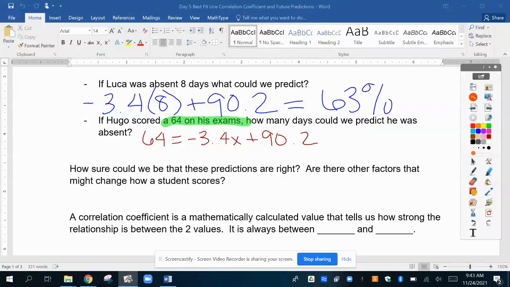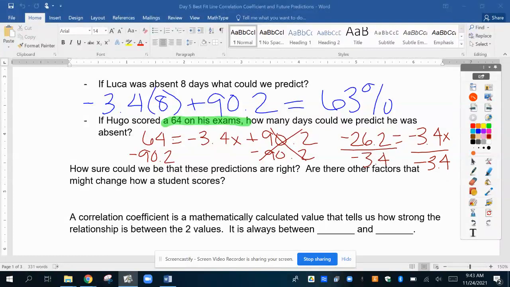But we'll want to solve this. It's a little bit difficult for me to write this small on my tablet, but you can probably follow it. We'll undo addition with subtraction: 64 minus 90.2 gives us negative 26.2. Then we'll undo multiplication with division: negative 26.2 divided by negative 3.4, and we get about 7.7 days. Can you be absent fractions of a day? Yeah, you could leave for a doctor's appointment. So whether we say 7.7 or about 8 days might depend on how specific we want to get.